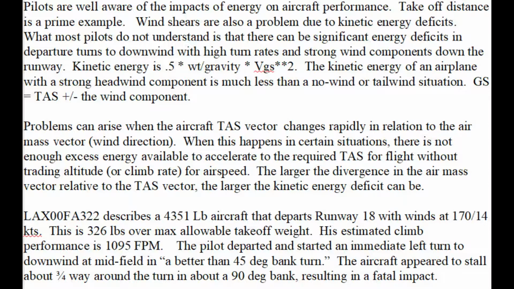Now, this accident describes a 4,351-pound aircraft that departs runway 18 with winds at 170 at 14 knots. This is 326 pounds over max allowable takeoff weight. His estimated climb performance was 1,095 feet per minute. The pilot departed and started an immediate left turn to downwind at midfield in a, quote, better than 45-degree bank turn, unquote. The aircraft appeared to stall about 3/4 of the way around the turn at about a 90-degree bank, resulting in a fatal impact.